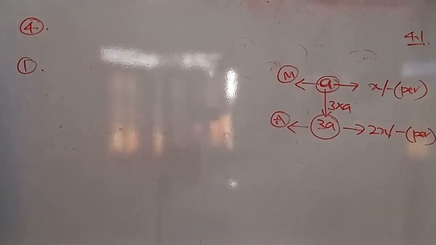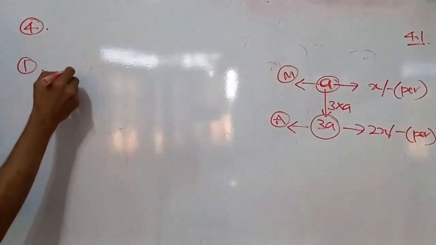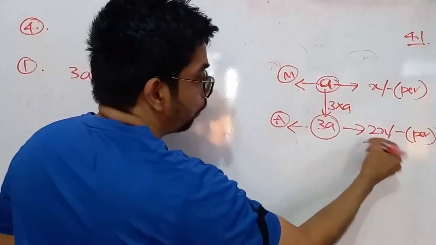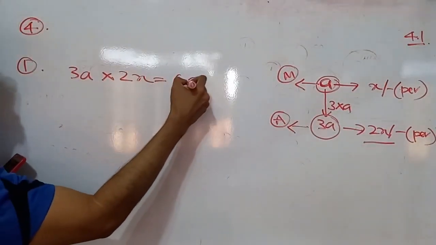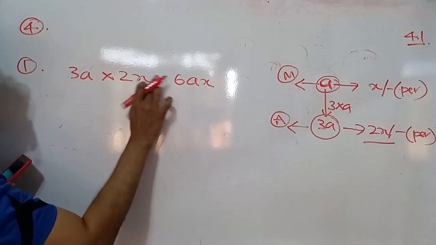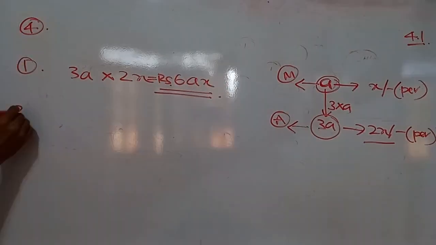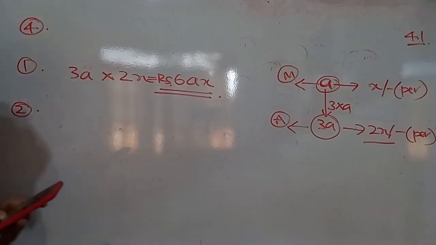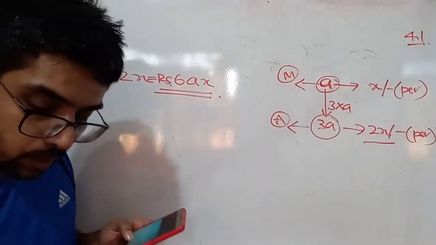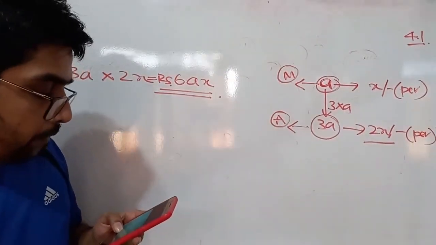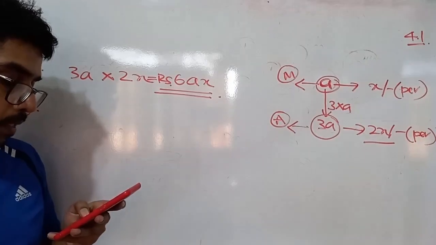So this is part 1. Cost of apples. How many apples were there? 3A. What is the price? 2x. So 6AX rupees. Right. Part 2. The fruit seller states that if the number of apples that were bought is increased by 5 fruits, he can reduce the price of each apple that is bought by 3 rupees.